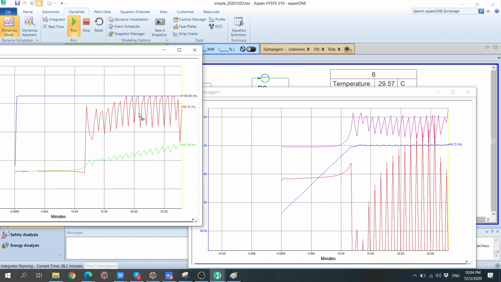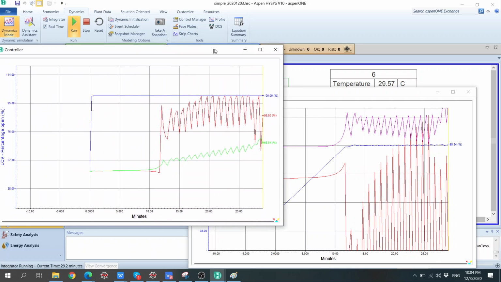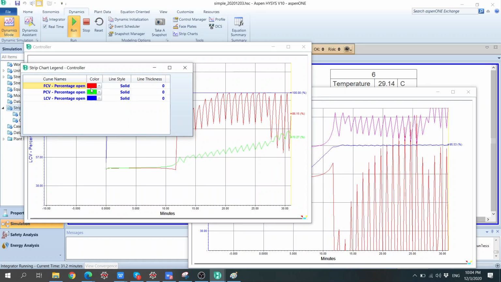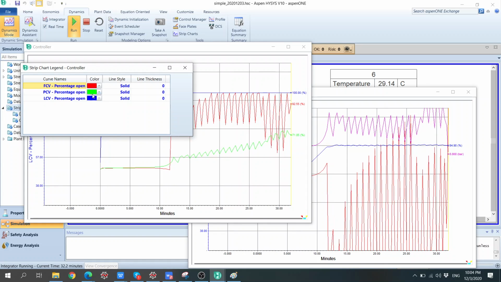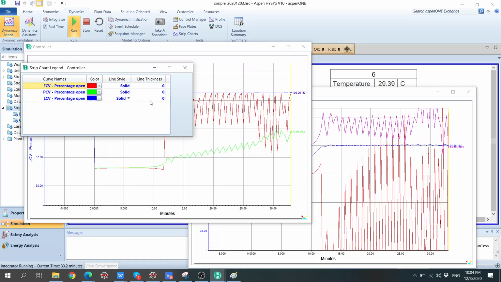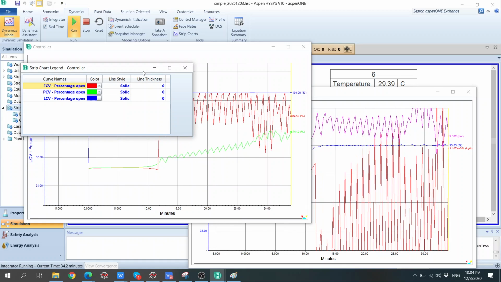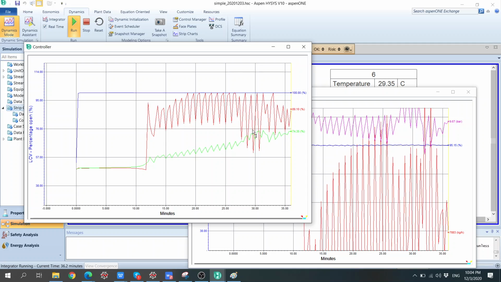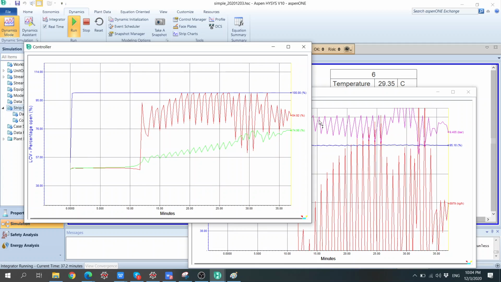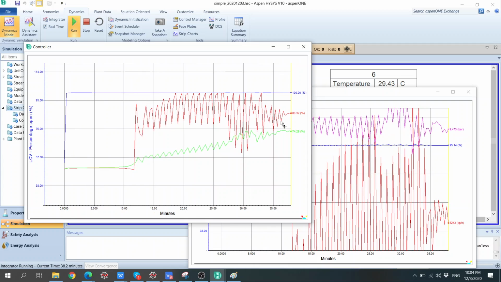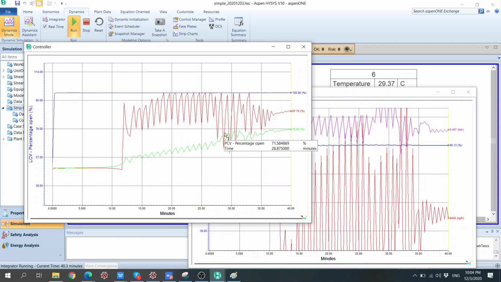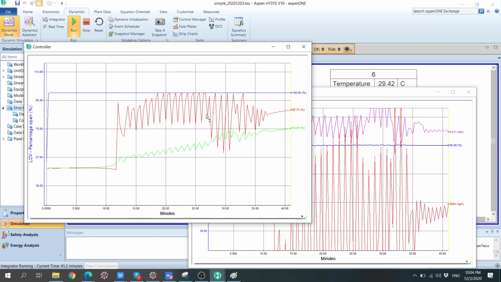So there's a spike over here and there. I don't remember what we did last time. So red is FCV. Okay. Green is PCV. So you can see now here, this red, this flow control valve, it's fluctuating very strongly, and we can see the flow rates also fluctuating very strongly. So this is a sign of unstable control. Yeah, this is a sign of unstable control.